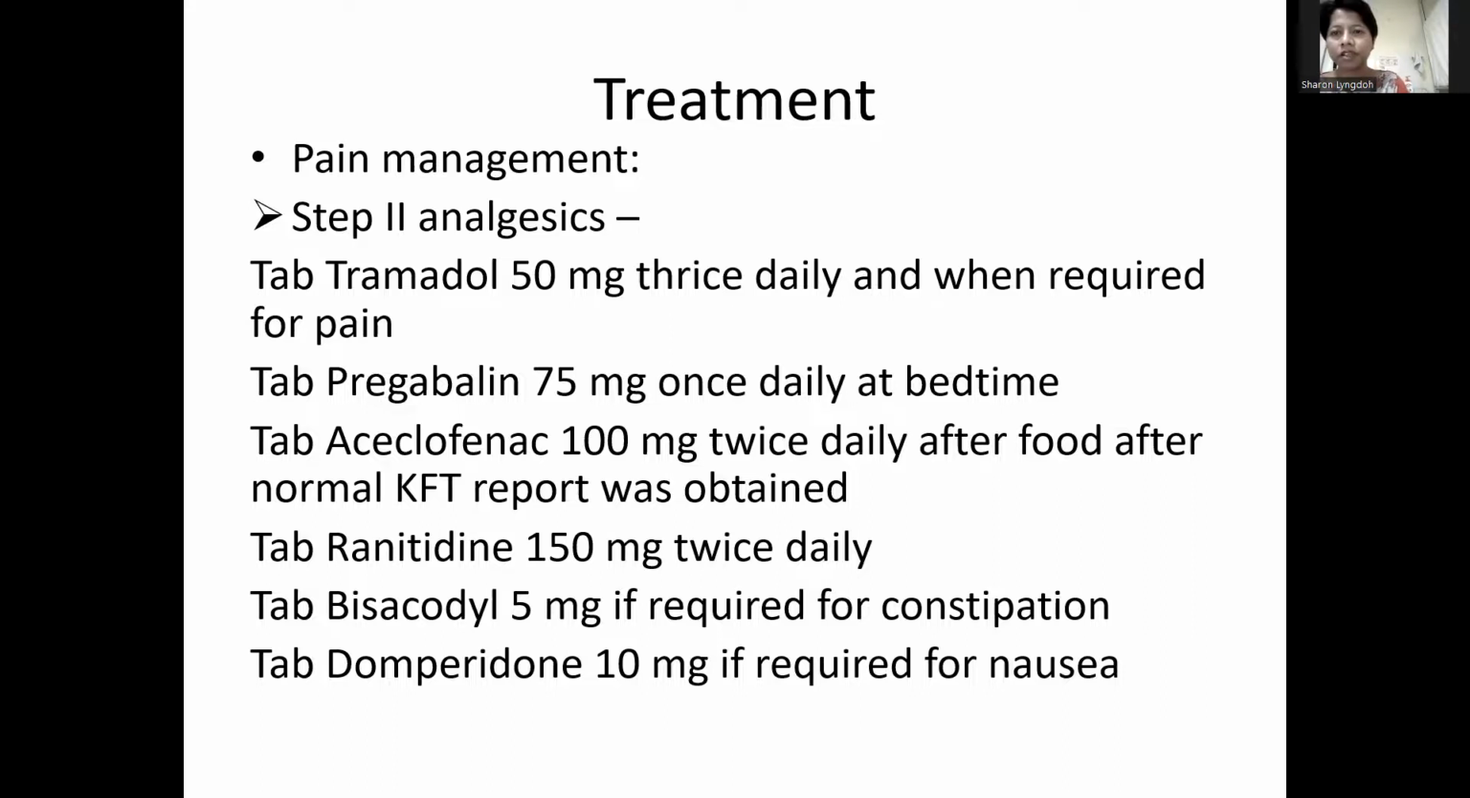After a normal kidney function test report, tab aceclofenac 100 mg twice daily after food was added, with tab ranitidine twice daily. And preemptively, she was advised tab bisacodyl 5 mg if she developed constipation, and tab domperidone 10 mg if required for nausea.